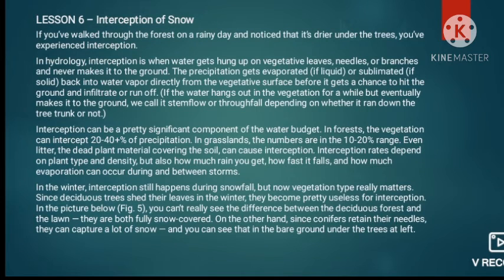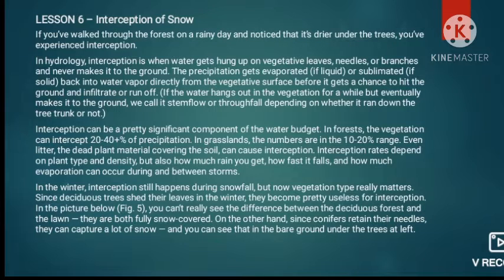Lesson 6. Interception of snow. If you walk through the forest on a rainy day and notice that it's drier under the trees, you've experienced interception. In hydrology, interception is when water gets hung up on vegetative leaves, needles, or branches and never makes it to the ground.